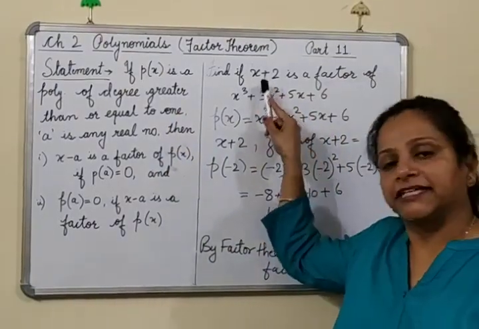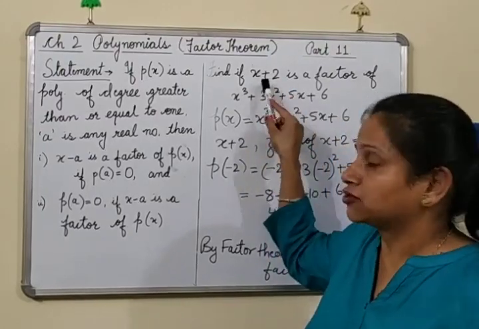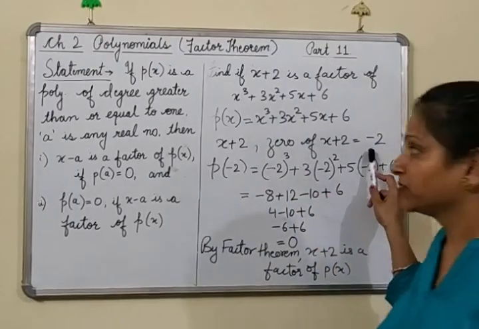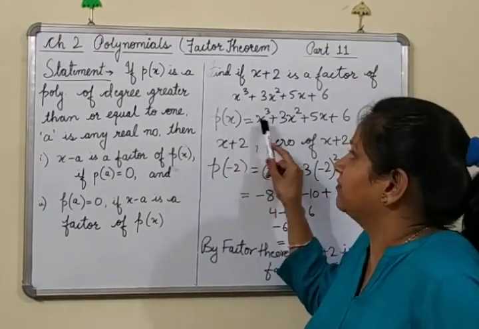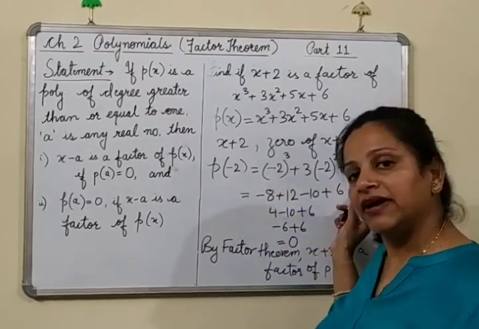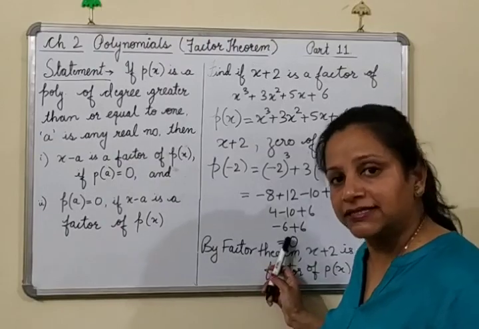We have to find whether x plus 2 is a factor or not. So, the zero of x plus 2 will be minus 2. So, we put this minus 2 everywhere in place of x. And now we are getting the answer. We are getting the remainder as 0.